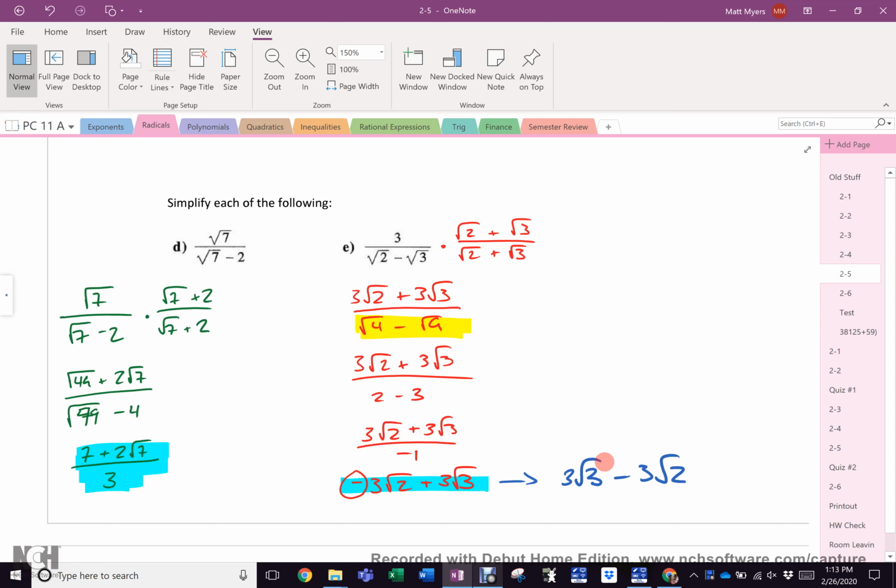I've dropped an algebra tile. How embarrassing. Your algebra tiles are showing.